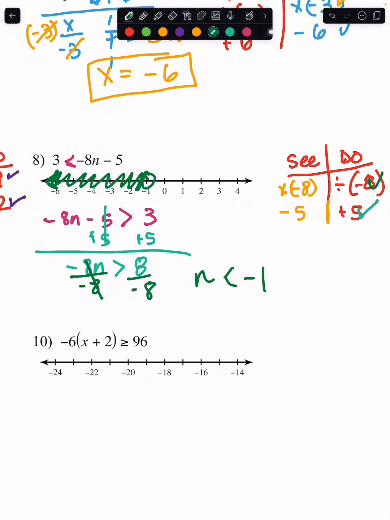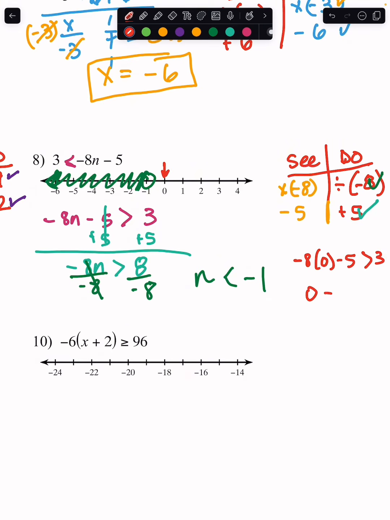So let's do a quick check. If I put like 0, 0 is not in the shaded section. Negative 8 times 0 minus 5 should be greater than 3. Well, negative 8 times 0 is 0. Minus 5 is greater than 3. Negative 5 is greater than 3.